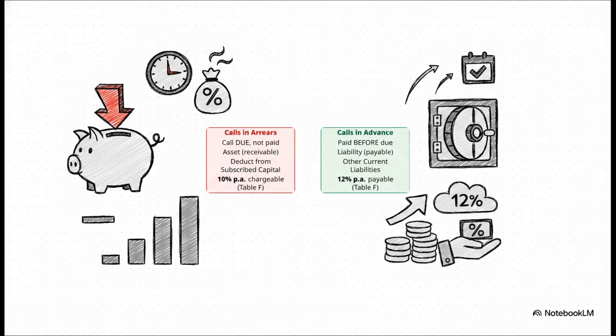Now, as you practice more advanced problems, you'll see times when people just don't pay this net allotment amount. When a call is due but not paid, it becomes calls in arrears. That's treated as a receivable asset, and we deduct it from subscribed capital. Plus, the company can charge 10% interest on it as per Table F of the Companies Act. On the flip side, if a shareholder is super proactive and pays future calls early during the allotment stage, that becomes calls in advance. That's actually a liability for the company until the call is formally due, and the company has to pay 12% interest on it. Make sure you keep these definitions crystal clear.